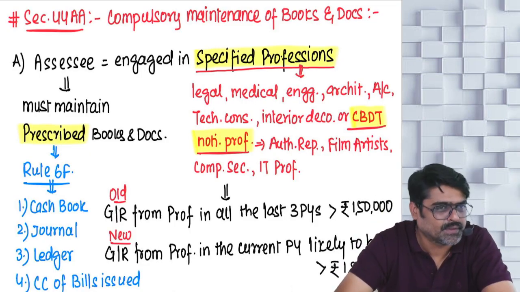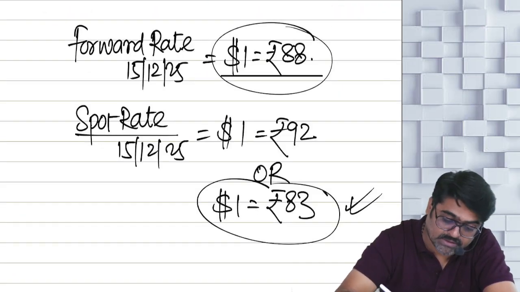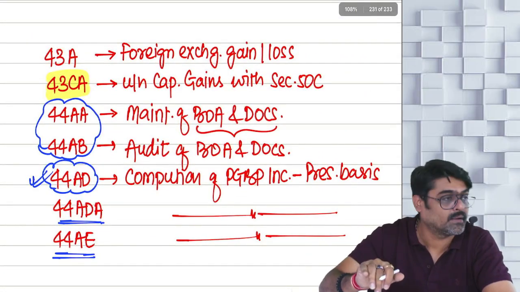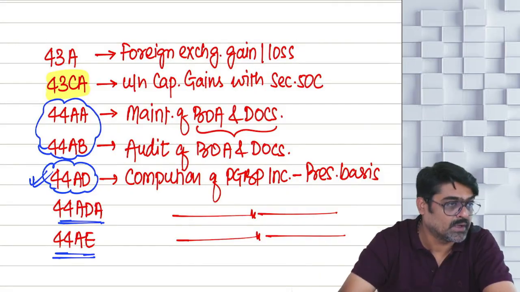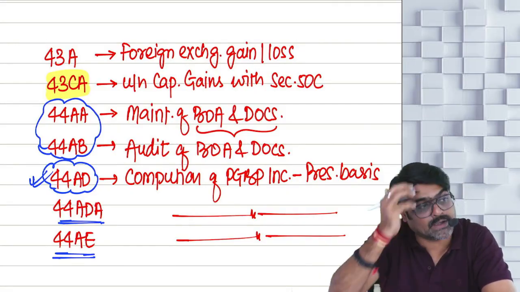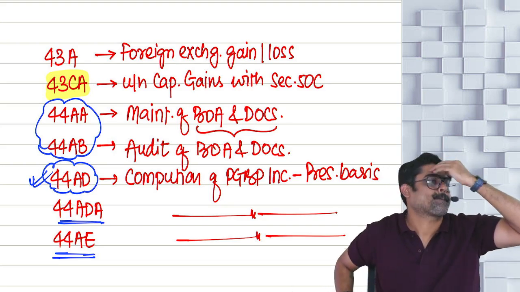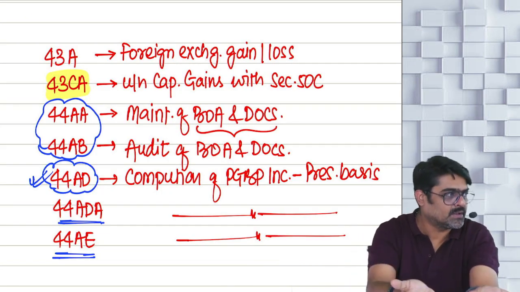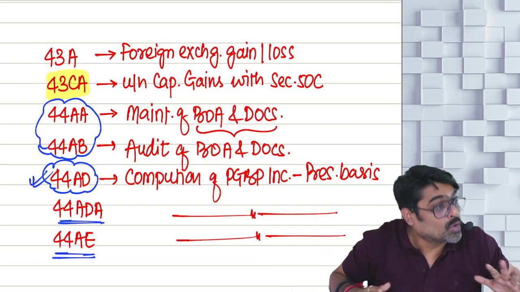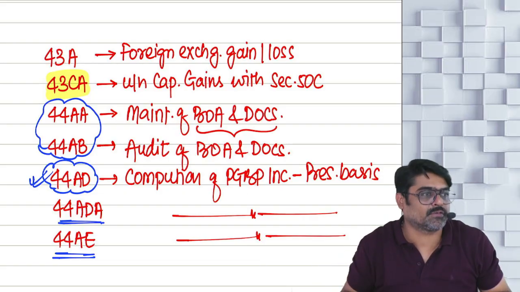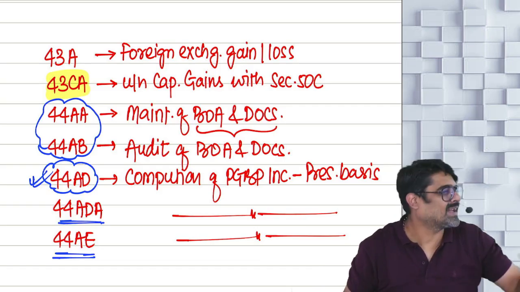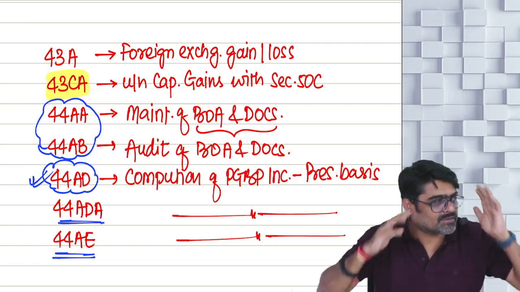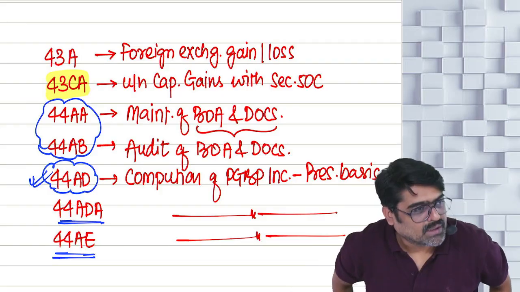Very simple. See, if you are an assessee, why is there a provision? Why does the government want me to maintain my books, and on top of that get my books of accounts audited? Can anyone tell me? Come on, tell me. If the provisions are there, there has to be some logic for this provision. Why does the government want me to maintain my books of accounts and documents? Foreign currency is done. 43A is over. Now we are into a new section. Think something beyond foreign currency.